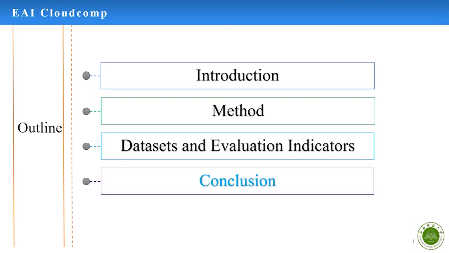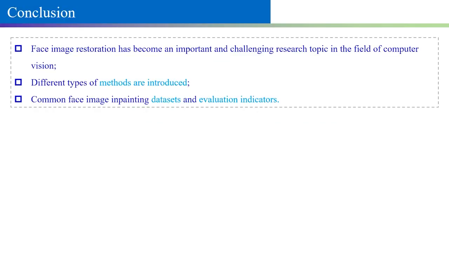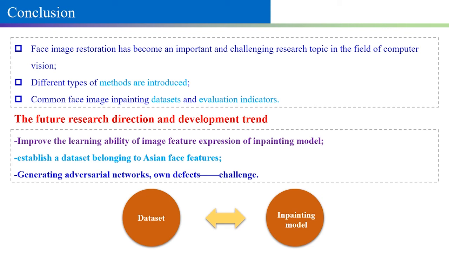The last part is the conclusion. The task of face image inpainting has attracted the attention of researchers from all walks of life and has become an important and challenging research topic in the field of computer vision. In this paper, different types of methods are introduced, including attention-based method, semantic-based method, and progressive inpainting method. The commonly used datasets and performance evaluation indexes of face image inpainting in the existing literature are summarized.